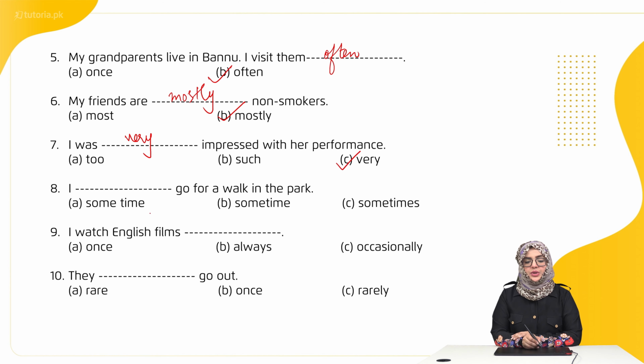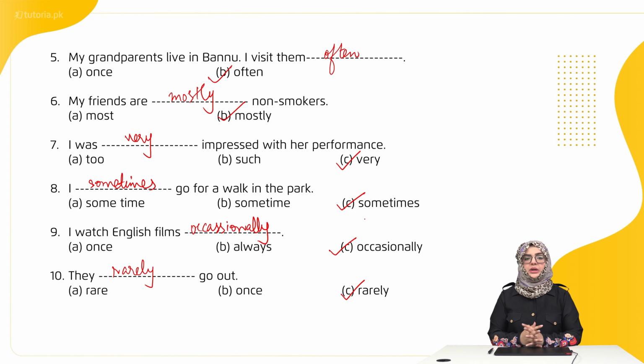Eighth is: I dash go for a walk in the park, and we have some space time, then sometime, and then sometimes. I sometimes go for a walk. Ninth is: I watch English films dash, once, always, occasionally. I watch English films occasionally. Tenth is: they dash go out, rare, once, rarely. They rarely go out. So we are done with our grammar portion.